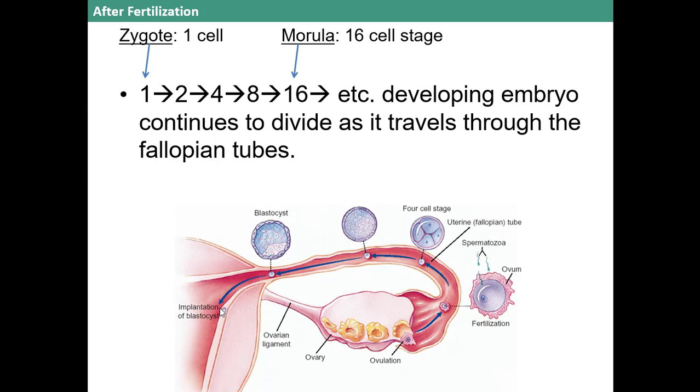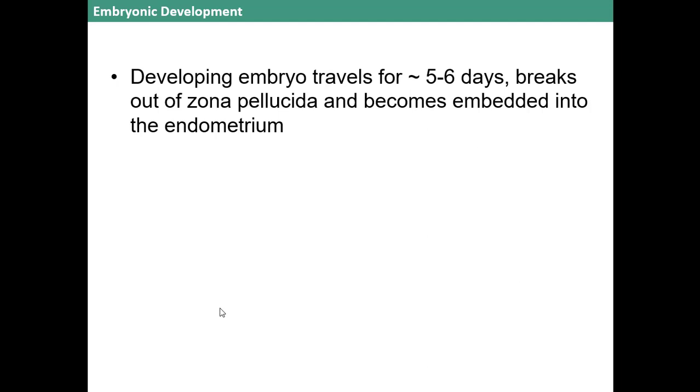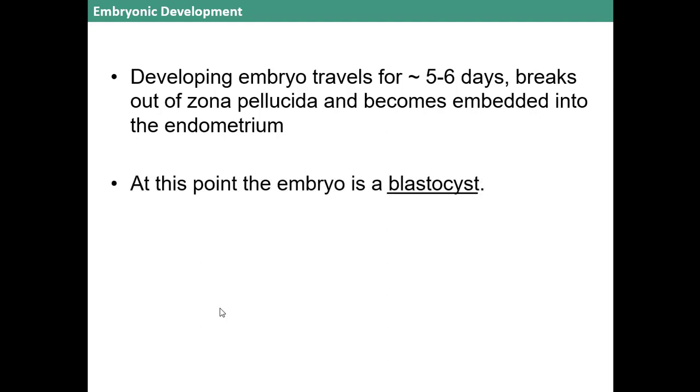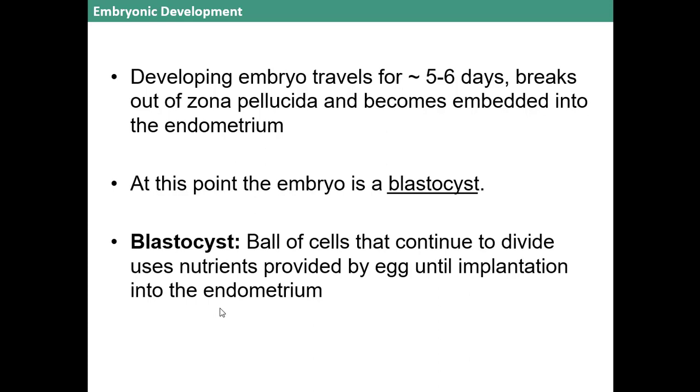So this process of development, while that embryo is making its way toward the endometrium, is going to take about 5 or 6 days. And after about 5 or 6 days, when the embryo is a couple of hundred cells, that's going to break out of the zona pellucida and it's going to become embedded in the endometrium. At this point, the embryo is referred to as a blastocyst. A blastocyst is a ball of cells that continue to divide using nutrients provided to the egg until implantation of the endometrium. So this hollow ball of cells is not yet differentiated.